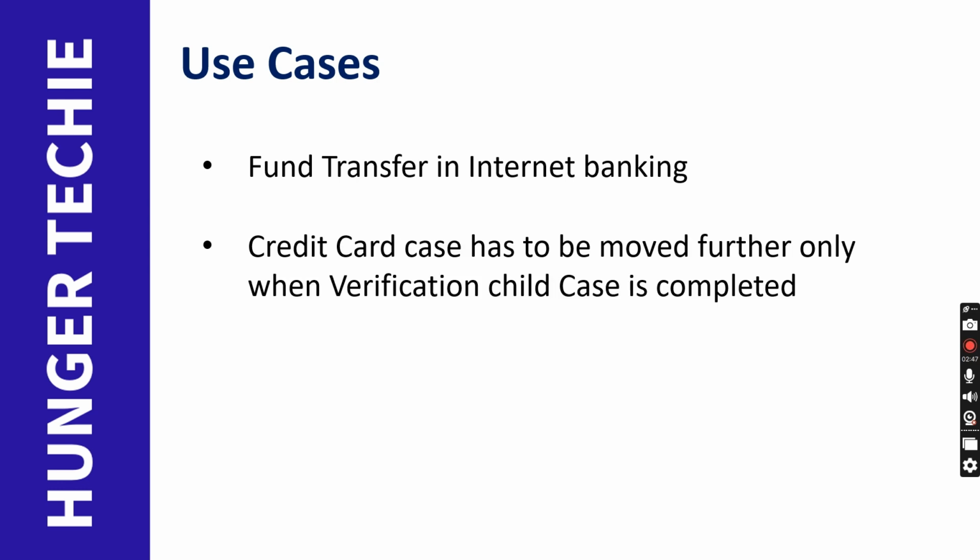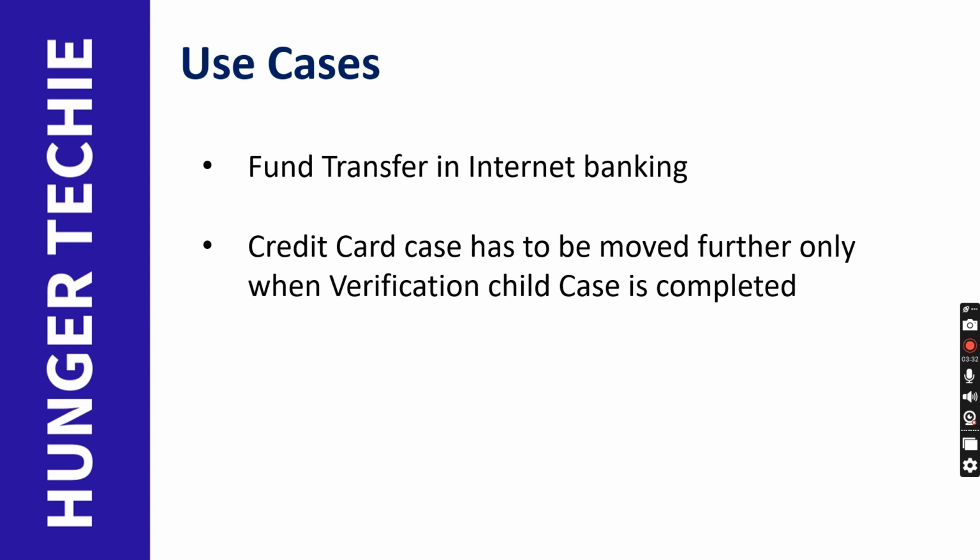Generally, in our trainings and lectures, we mostly discuss credit card applications, right? We have four different stages in the credit card application. One is initiation, second is verification, third is approval, and fourth is credit card dispatch. Currently, we have the verification stage in our credit card application case itself. Assume that we have a separate child case for verification. Let's say after completing all the initiation process, once the verification step is reached, a child case will be created.